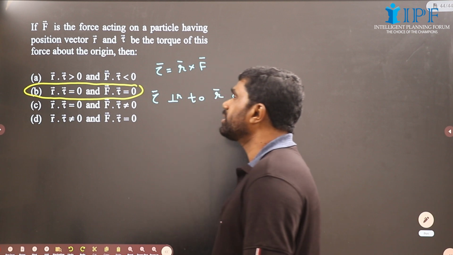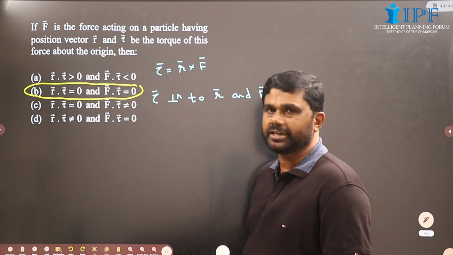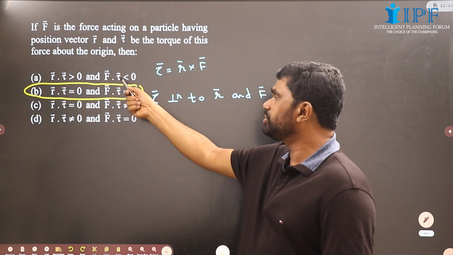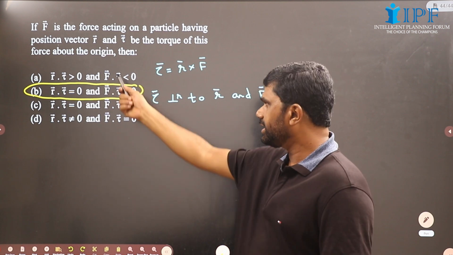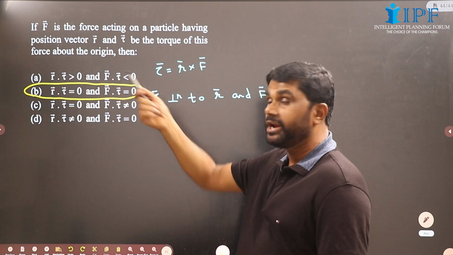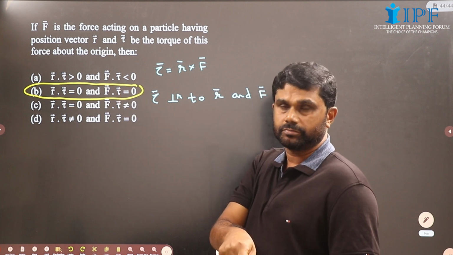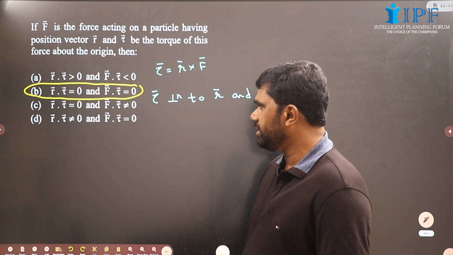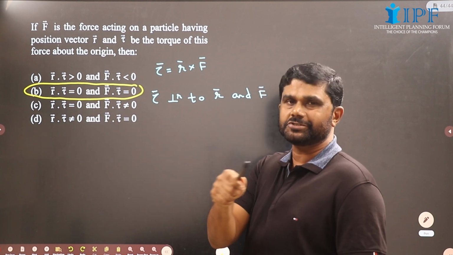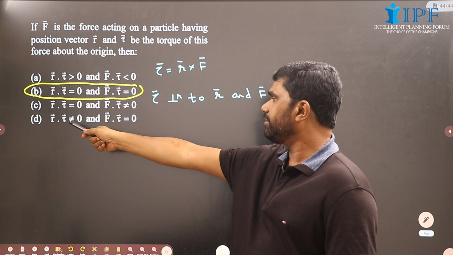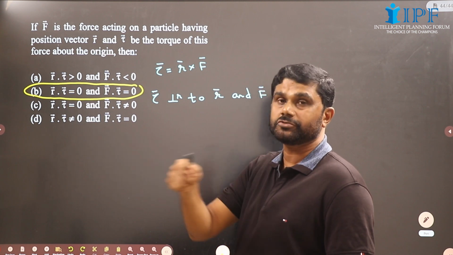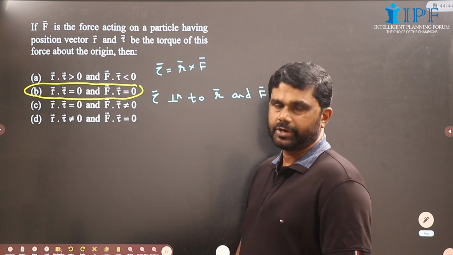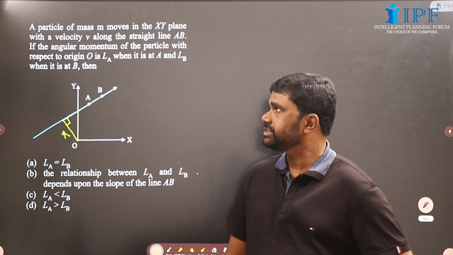And R dot tau greater than 0 cannot be, it cannot be greater than 0. And F dot tau should be 0. Here it is given that F dot tau is less than 0. No, it is equal to 0. And here R dot tau equal to 0, that's fine. F dot tau not equal to 0, that is wrong. And here we have R dot tau not equal to 0, that is wrong. Okay, F dot tau equal to 0, that's fine. Okay, now let's see the next question.